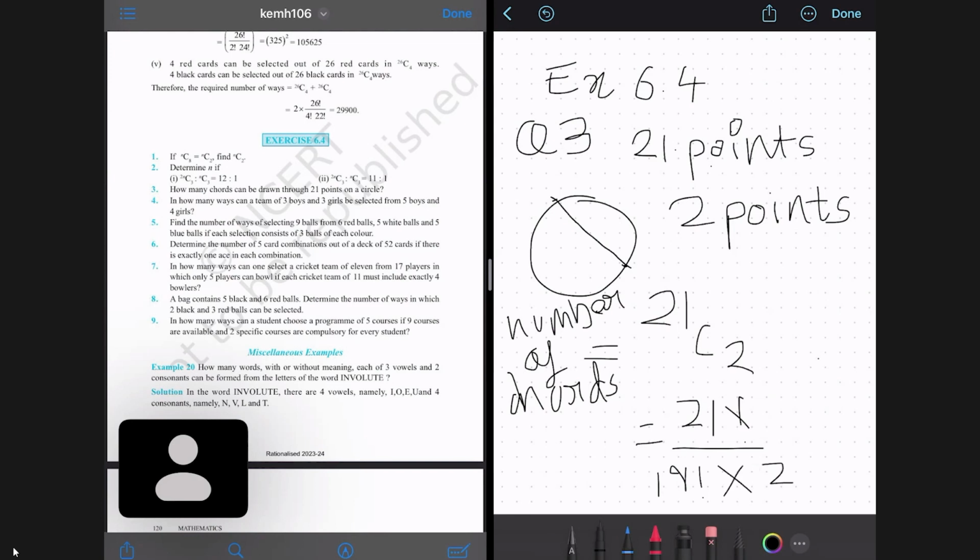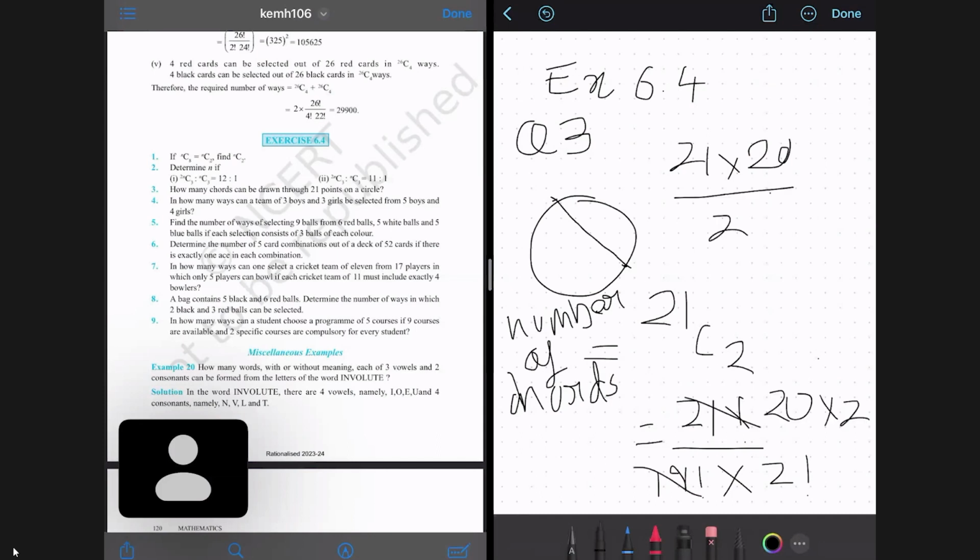This can be simplified as 21 into 20 upon 2. I'm cancelling out 19 factorial and writing in its place this. I can cancel this out as well, and the number of chords that I finally get is 210. So as you can see, it was a very straightforward application of nCr, and just by visualizing what you are required to do in a question, these questions are very easy. You just have to understand what is asked of you and apply that into your solution, and there you have it, the solution itself.